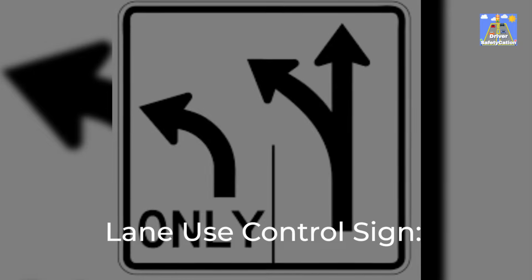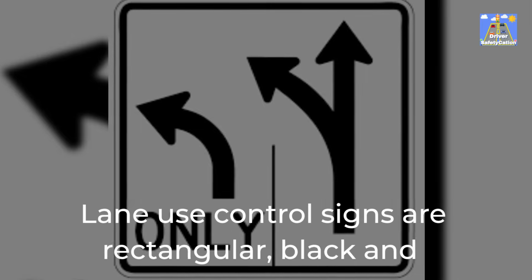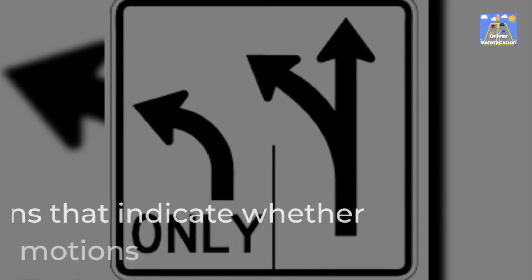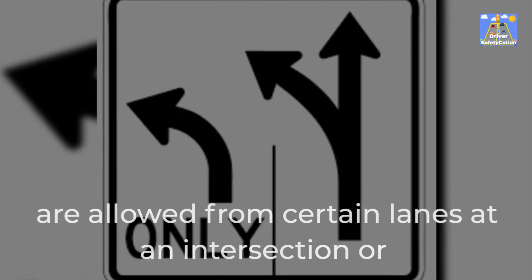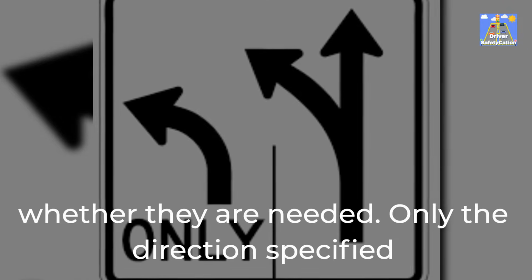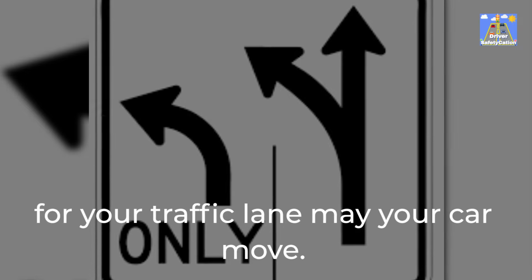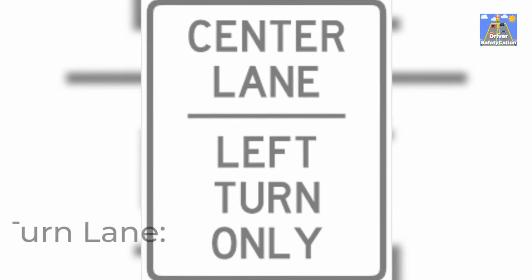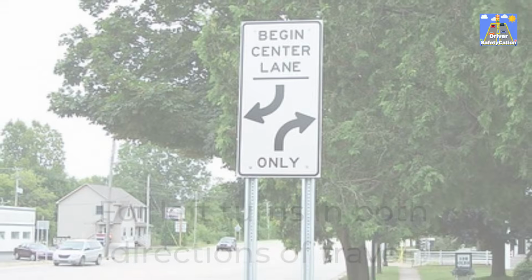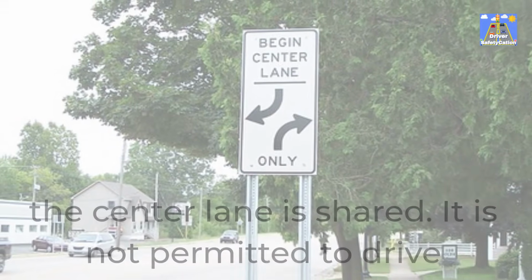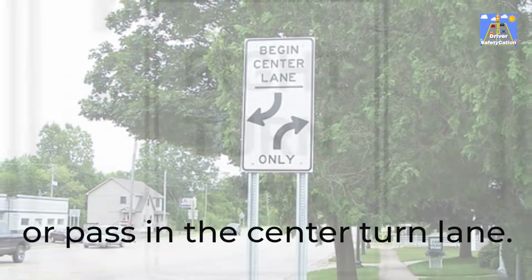Lane use control sign. Lane use control signs are rectangular, black and white signs that indicate whether unusual turning motions are allowed from certain lanes at an intersection or whether they are needed. Only in the direction specified for your traffic lane may your car move. Center turn lane. For left turns in both directions of travel, the center lane is shared. It is not permitted to drive or pass in the center turn lane.